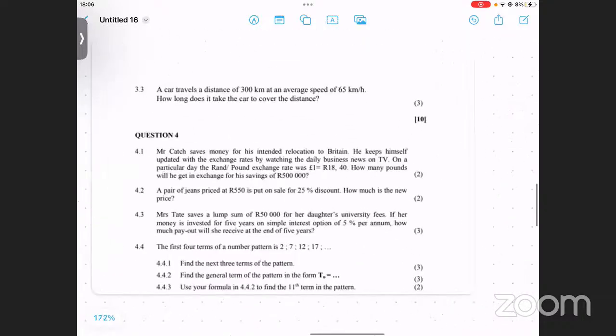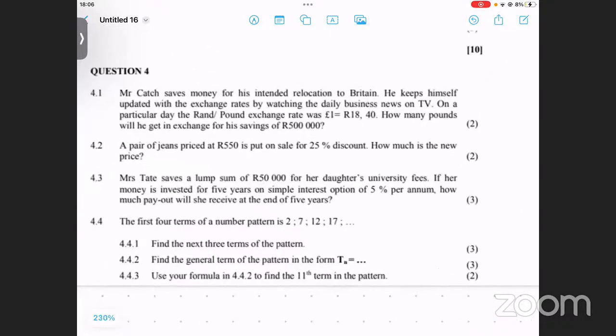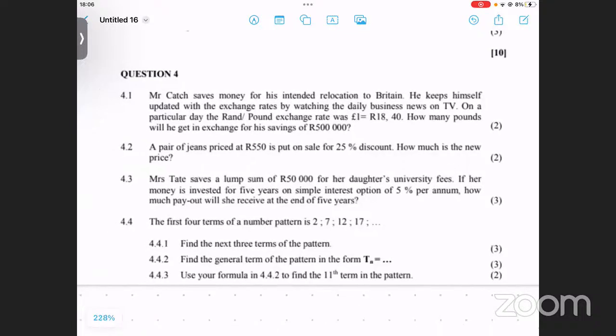Okay, let me try to zoom it in. Okay, are you guys able to see? Are you all able to see? Yes. Okay.